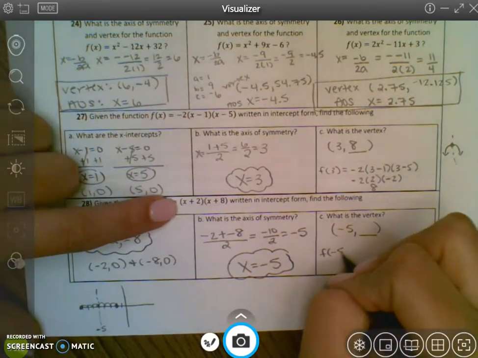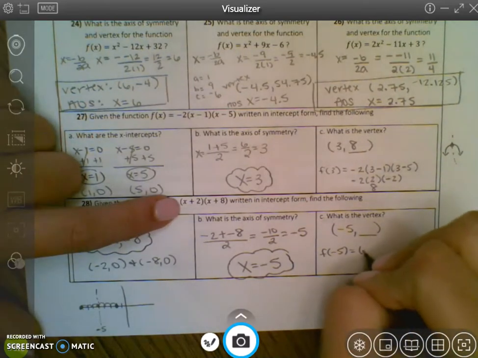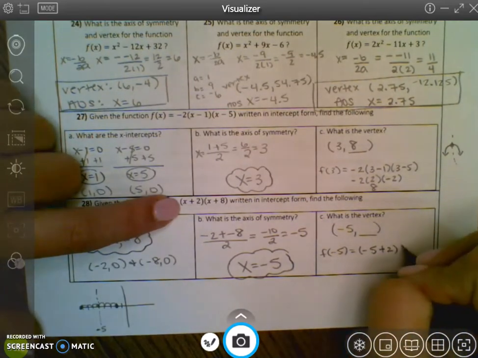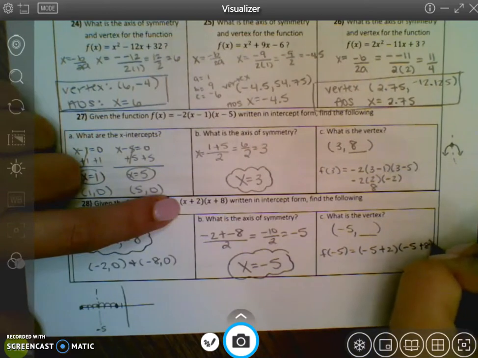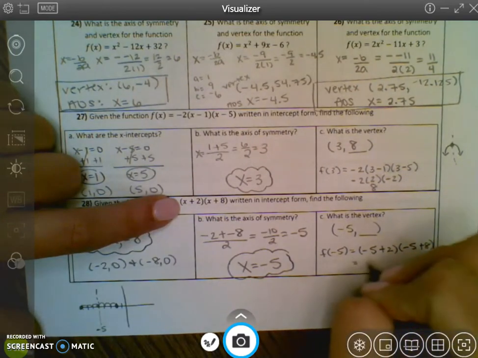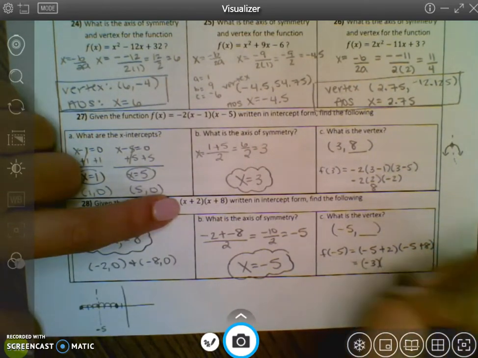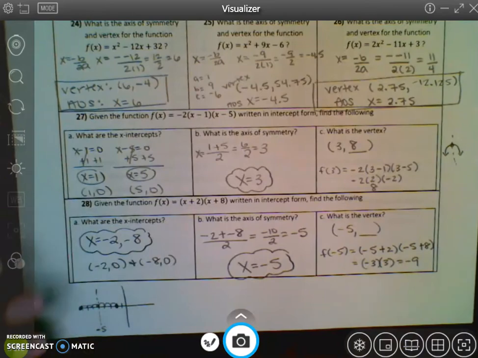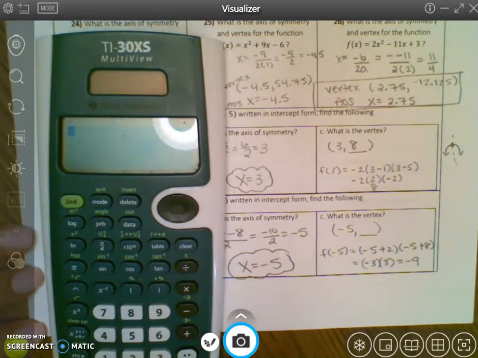So f of -5 is going to equal -5 plus 2, -5 plus 8. Let's see, that's -3, yeah, -3 and 3, so that should equal -9. Let's just check my math.